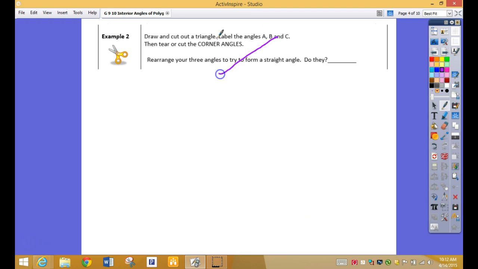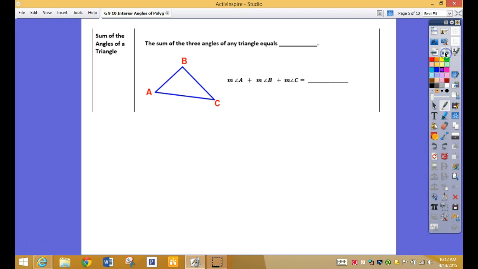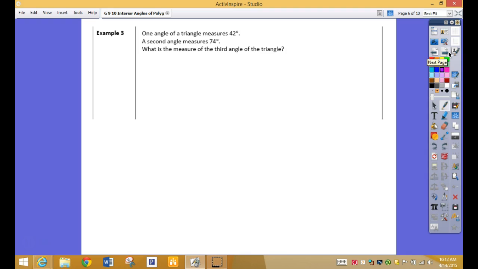All right, this is what we just got done doing in class. So what did we learn? We learned that the sum of the three angles, no matter how we rearranged them, always equals what? 180. Yep, 180. So if I add up A, B, and C, they will always equal 180 degrees. Now we're going to do some equations and solve and find the interior angles of a triangle.